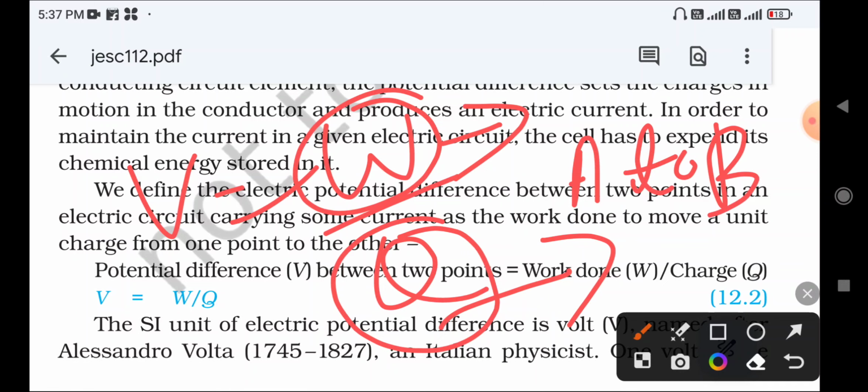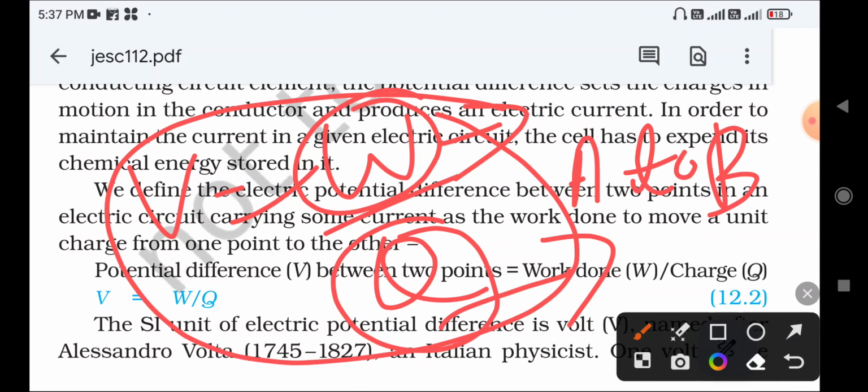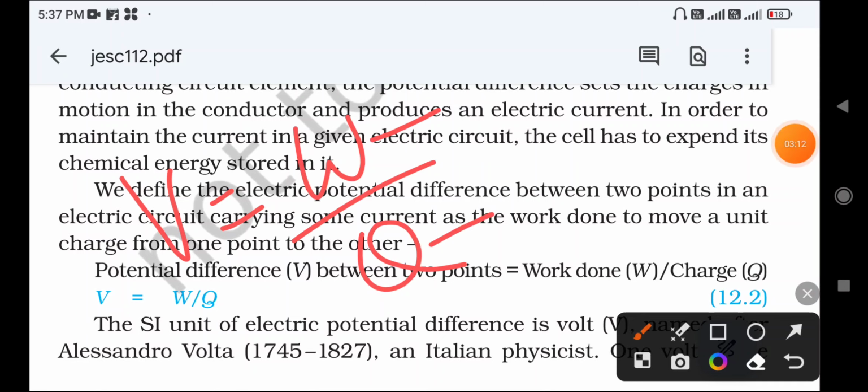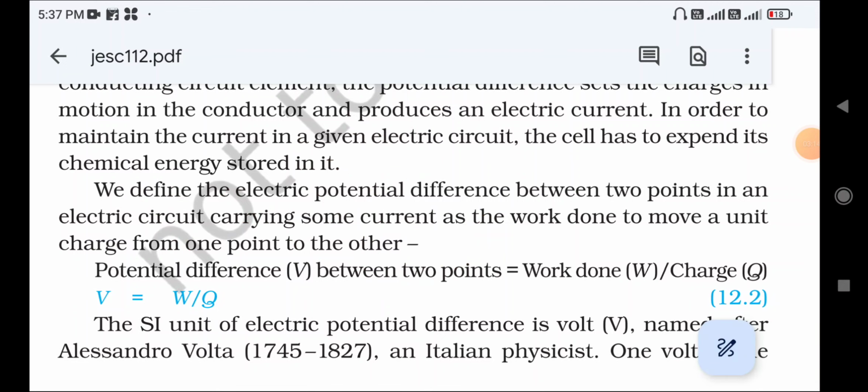Remember that this is the definition. What is the formula of potential difference? W by q. So V is equal to W by q is the formula. Work done to move a charge from one point to another is called the electric potential difference. Okay, this is the formula.